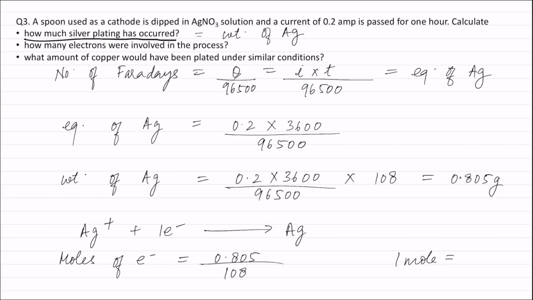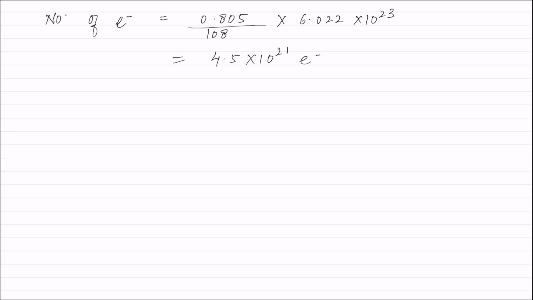Now 1 mole of electrons is equal to Avogadro number of electrons, or 6.022 into 10 to the power 23 electrons. Therefore, number of electrons will be equal to 0.805 divided by 108 into 6.022 into 10 to the power 23, and this is equal to 4.5 into 10 to the power 21 electrons.